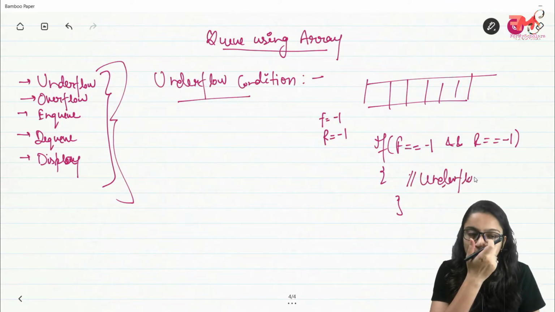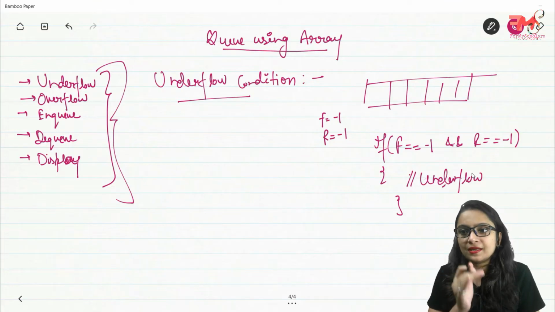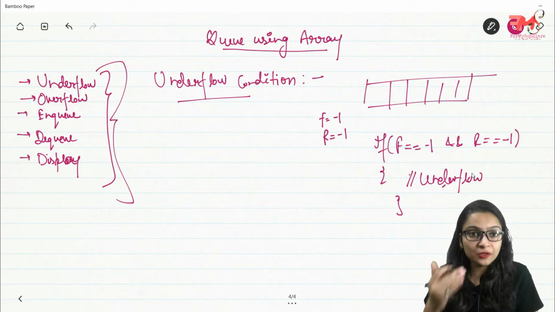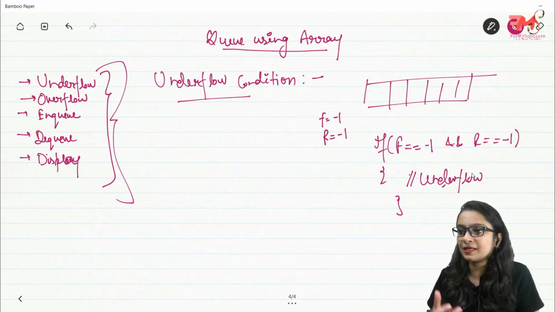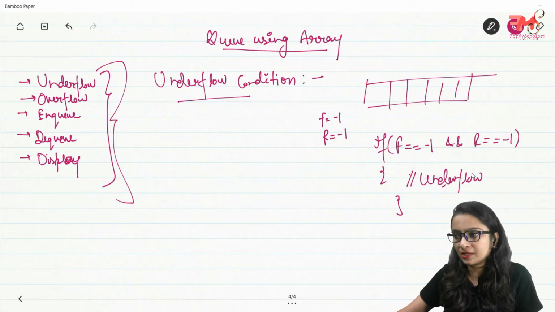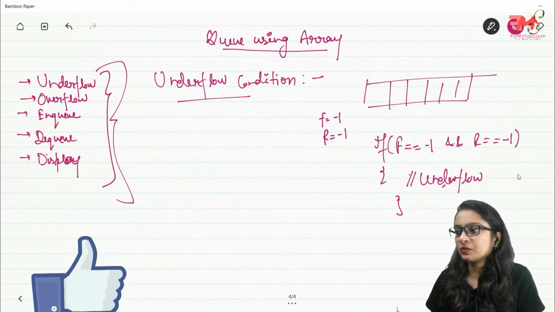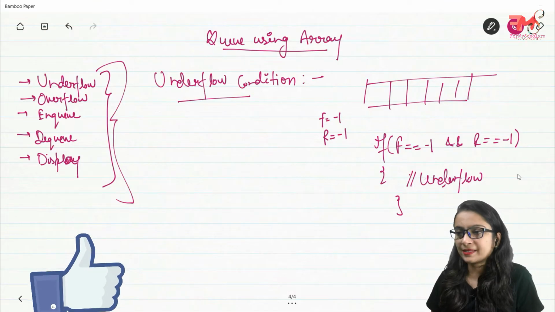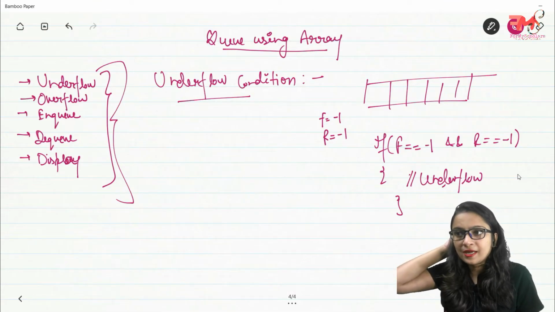This condition is used whenever you want to delete some data, that is, whenever you want to dequeue some data from the queue. In that case, you first have to check the underflow condition, because we don't want the compiler to create any error or exception. So first we will have to check the underflow condition.